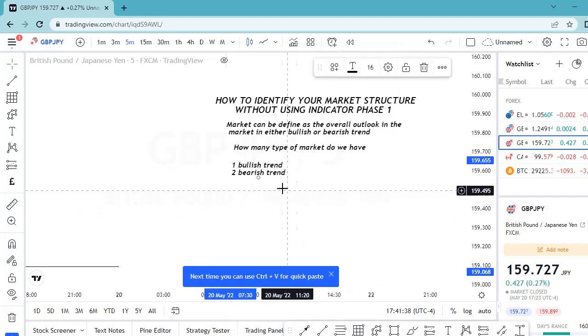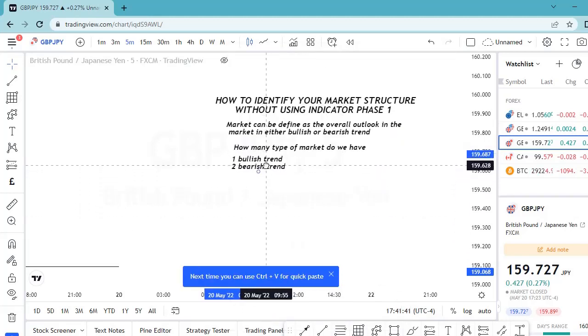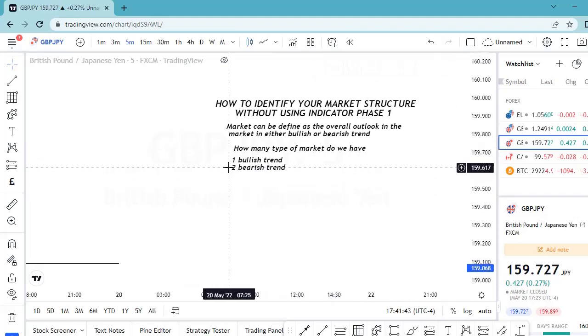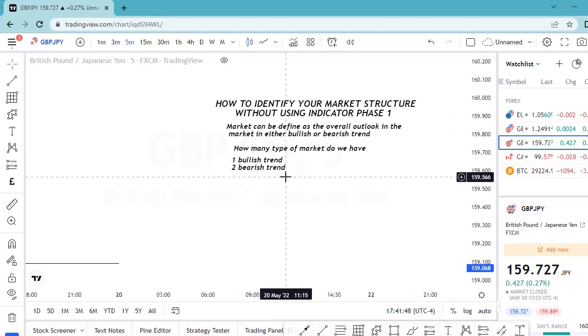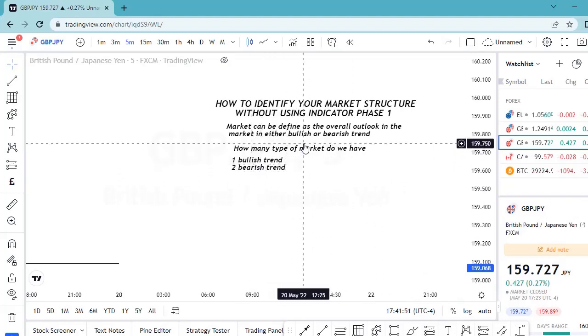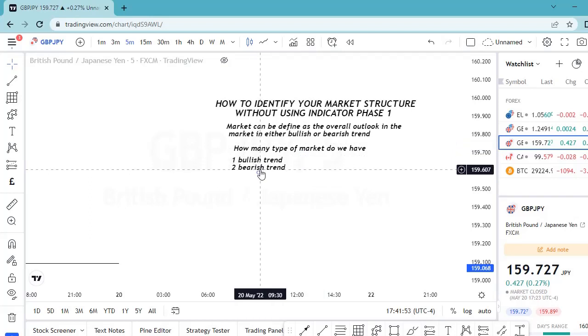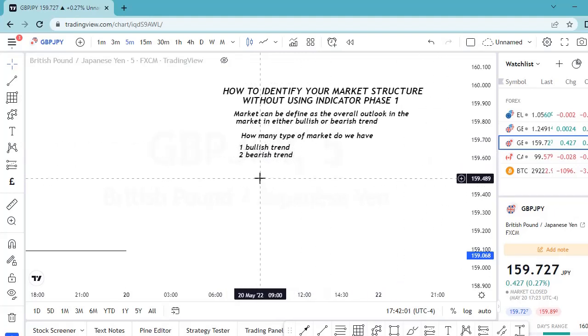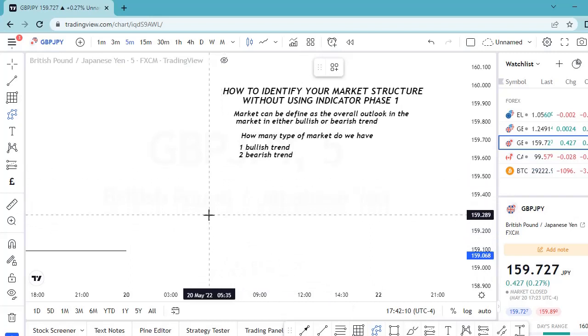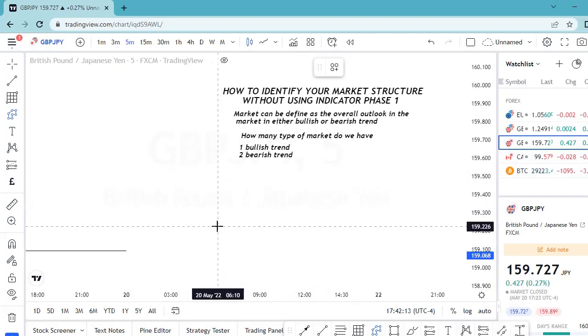So those are the two types of market structure known to me, family. Those are the two types of market structure that I basically know in this financial market: the bullish trend and the bearish trend. So on this bullish trend, what really categorizes a bullish trend, family? If we're in a bullish trend, what do we really want to be seeing in the market? We want to be seeing a series of higher highs and higher lows. That is what categorizes a bullish trend.